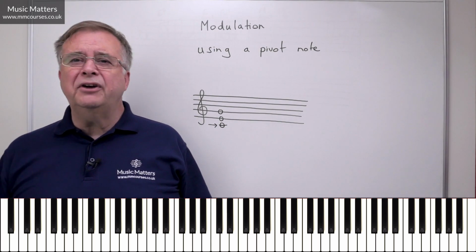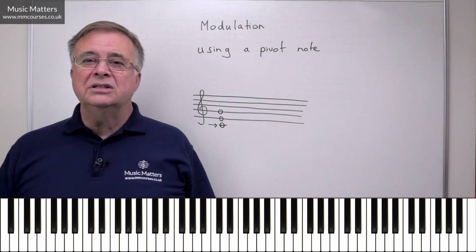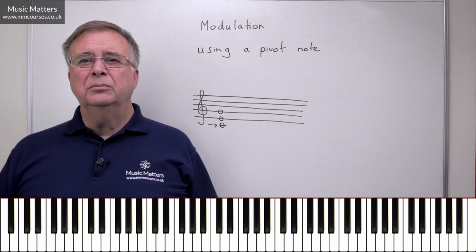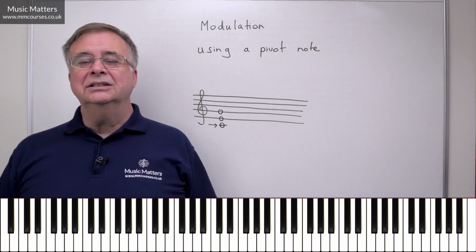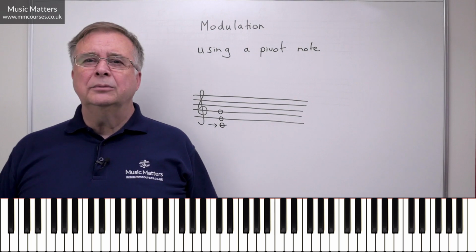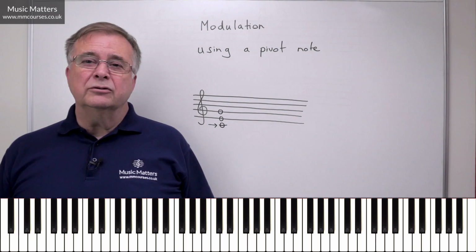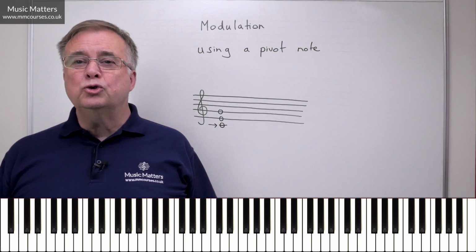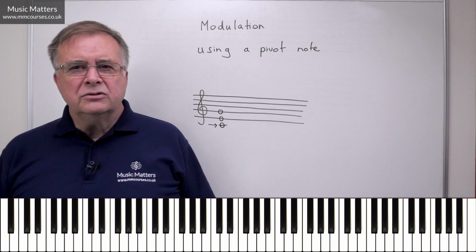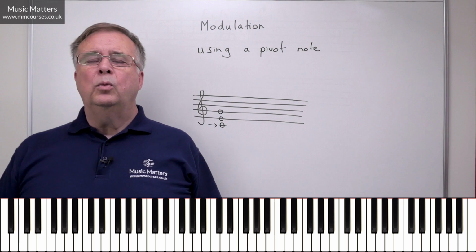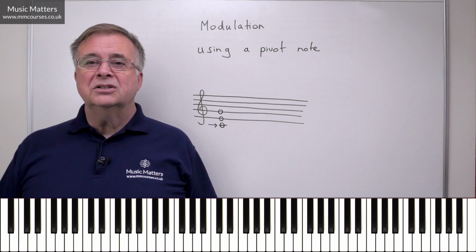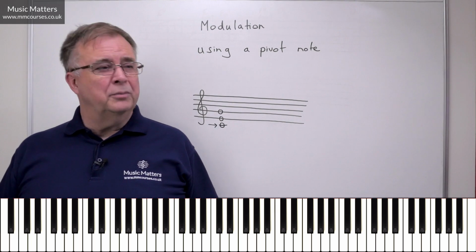And that served us very well through the Baroque period and through the Classical period. By the time we get to the 19th century, composers are feeling a bit restricted by just moving to neighbouring keys, and they want to be able to do something that involves modulation to more extreme keys. So some composers say, well, why do we have to use a pivot chord? Why can't we just use a pivot note? And that's what I'm just going to talk about here for a few moments.